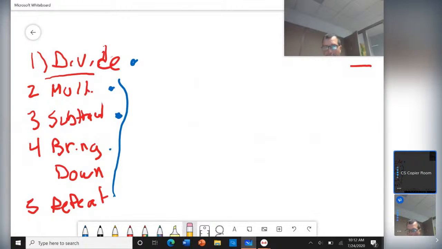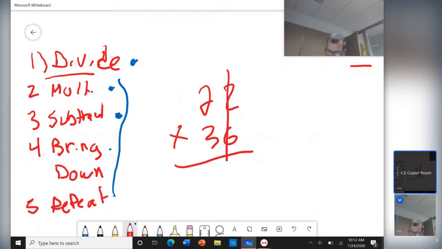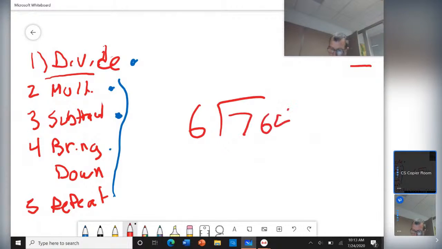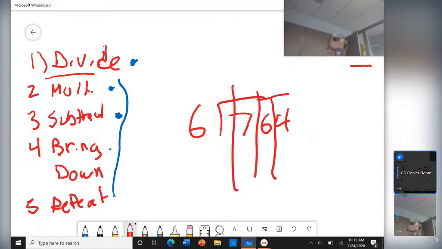And one thing I didn't do, you guys, is just like when we multiplied, I'll show you, like when we did 22 times 36. Remember, I put these columns in. You can certainly do the same thing. We do like 6 into 764. You can certainly do columns like this.